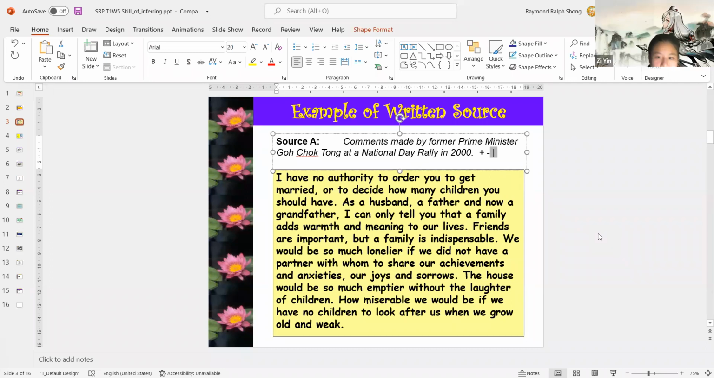I have no authority to order you to get married or to decide how many children you should have. As a husband, a father, and now a grandfather, I can only tell you that family adds warmth and meaning to our lives. Friends are important, but family is indispensable. We would be so much lonelier if we did not have a partner with whom to share our achievements and anxieties, our joys and sorrows. The house would be so much emptier without the laughter of children. How miserable we would be if we have no children to look after us when we grow old and weak.